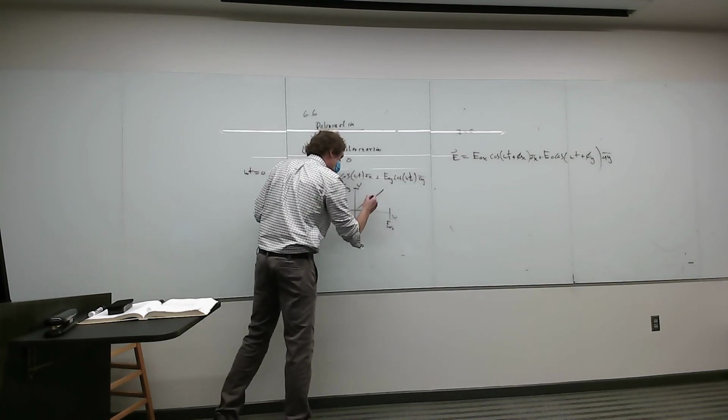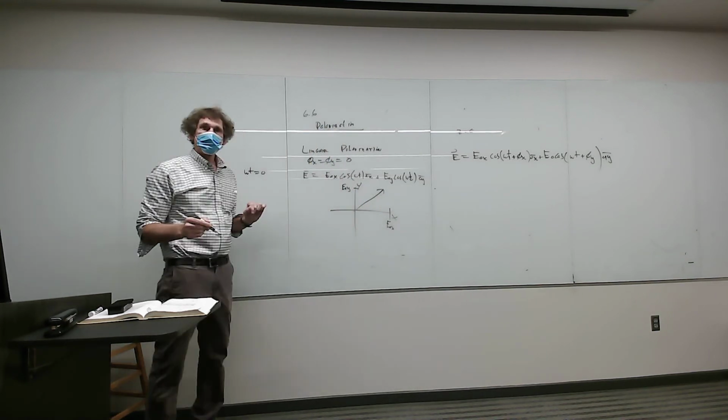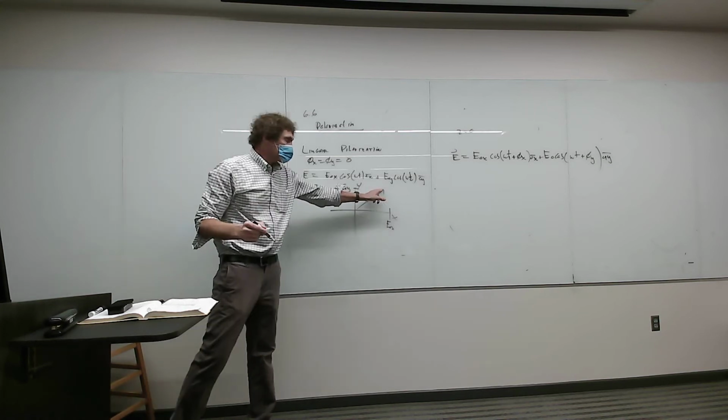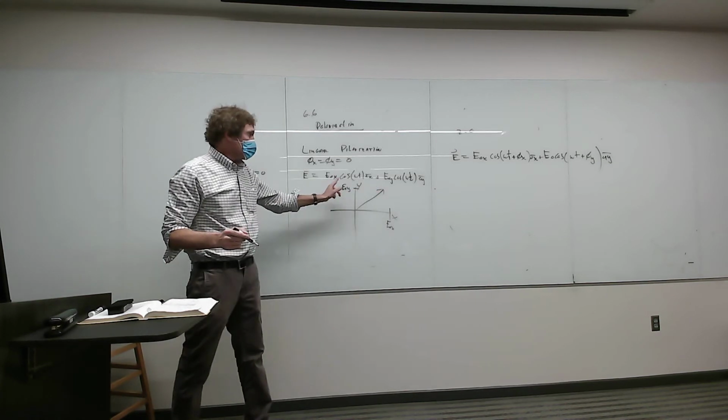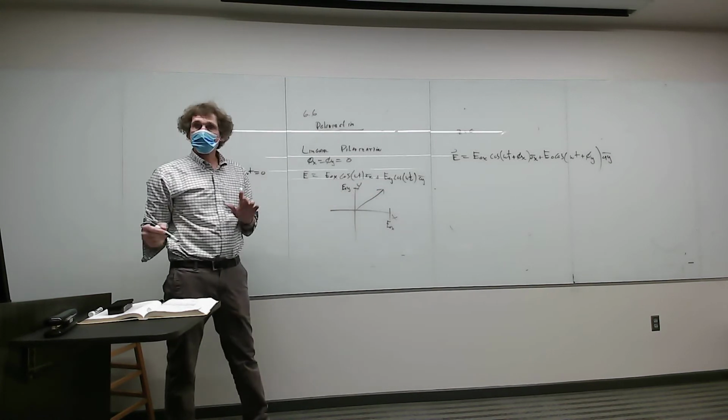So your vector's up there. You agree with me, everyone? I'm just trying to show you, this is the point where this would be E naught x, this would be E naught y at t equals 0.